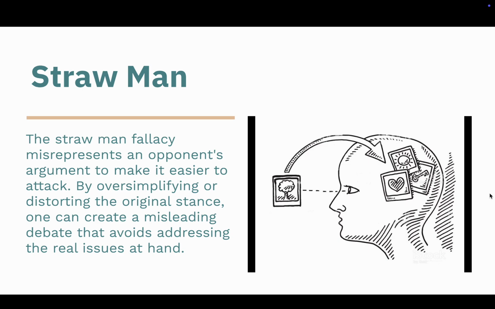Strawman fallacy misrepresents an opponent's argument to make it easier to attack. By oversimplifying or distorting the original stance, one can create a misleading debate that avoids addressing the real issues at hand.